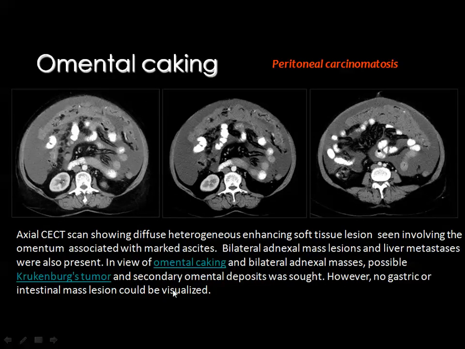This is the same. In this case, there is diffuse thickening of the omentum, and there are adnexal mass lesions as well as liver deposits. And all these lesions were proved to be metastatic, and there was no gastric primary, which is one of the common lesions that can produce metastatic deposits to the ovary, as I will mention later on.